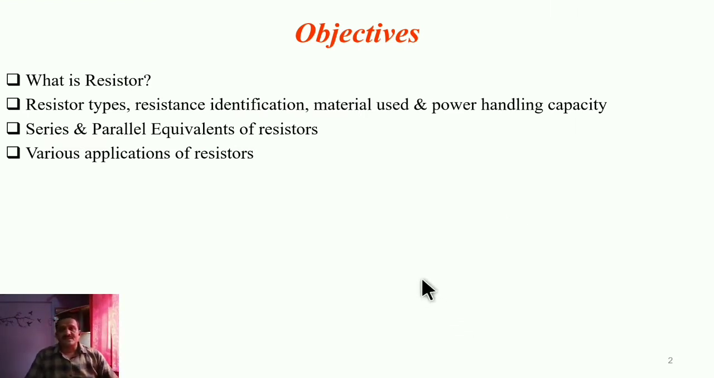Hello friends, today I will conduct the session on the objectives shown, being a prerequisite of electronic circuits, and that is nothing but a resistor. So the objectives are: what are the resistor types, resistance identification, material use or handling capacity, then series and parallel equivalents of resistors, and various applications of resistors.